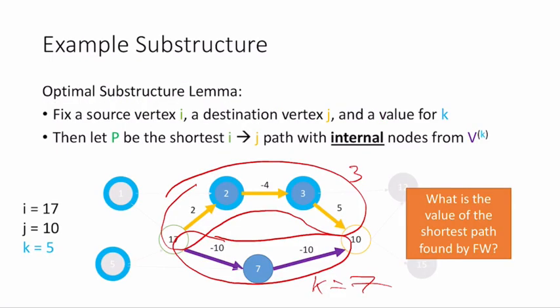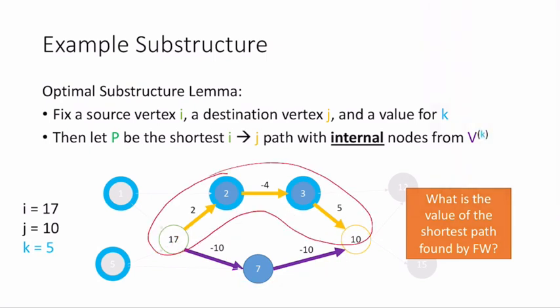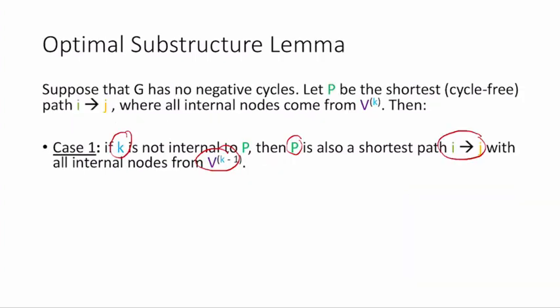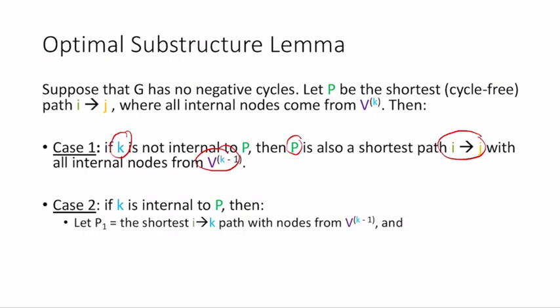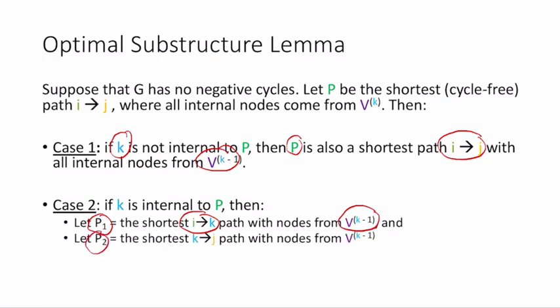So going back to this previous one, it's like saying that this shortest path that we've determined here is also the shortest path for k is equal to 4. It's also the shortest path for k is equal to 3. So that's case 1, when we don't use the maximum k-valued vertex. Case 2 is when the vertex k is internal to P, meaning it shows up on the path. In that case, we care about the shortest path, P1, from i to k. And we can only use nodes from v^(k-1) for that part of the path. And we also care about P2, which is the shortest path from k to j, also using nodes from v^(k-1).